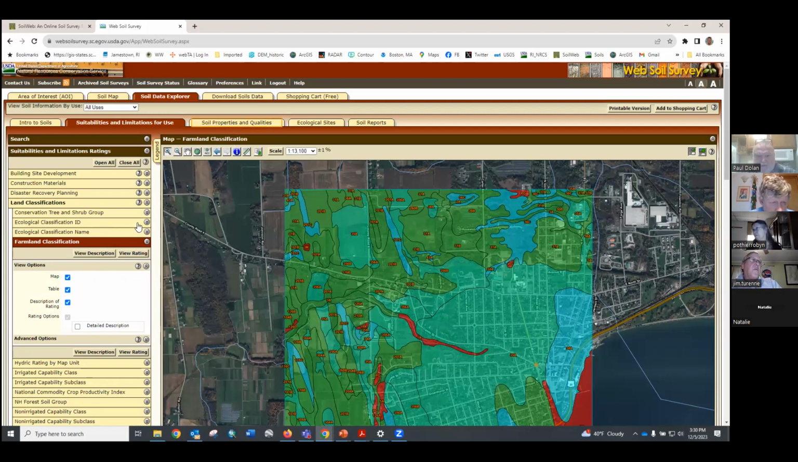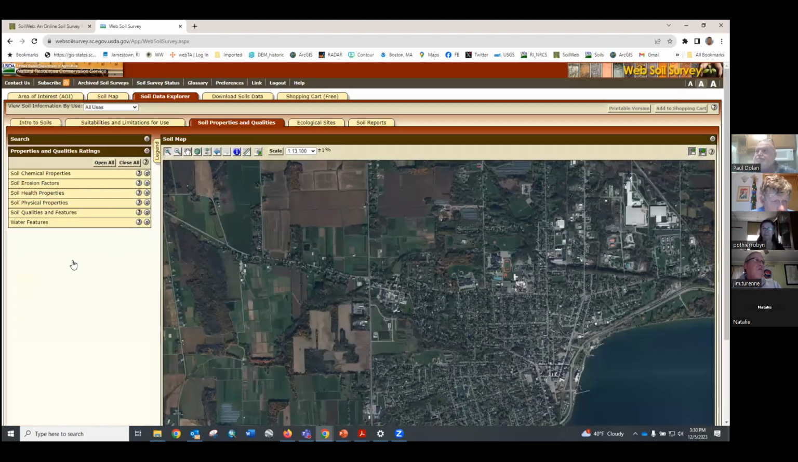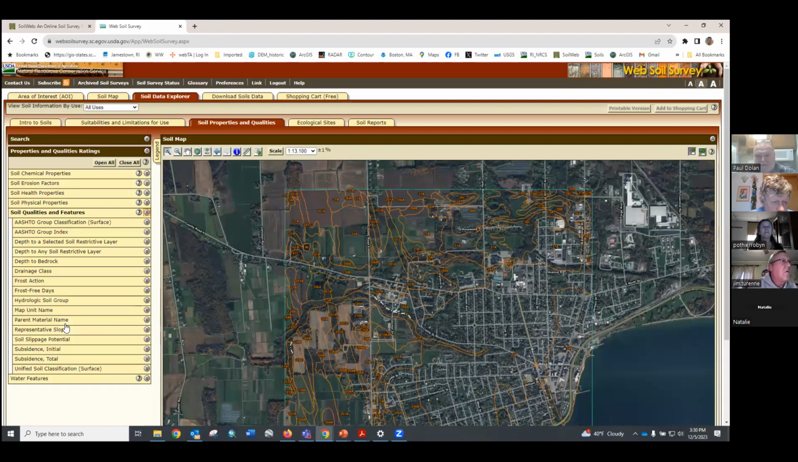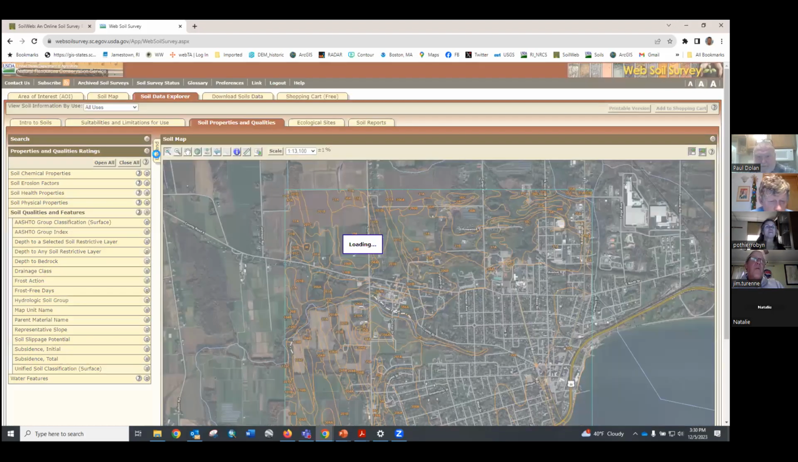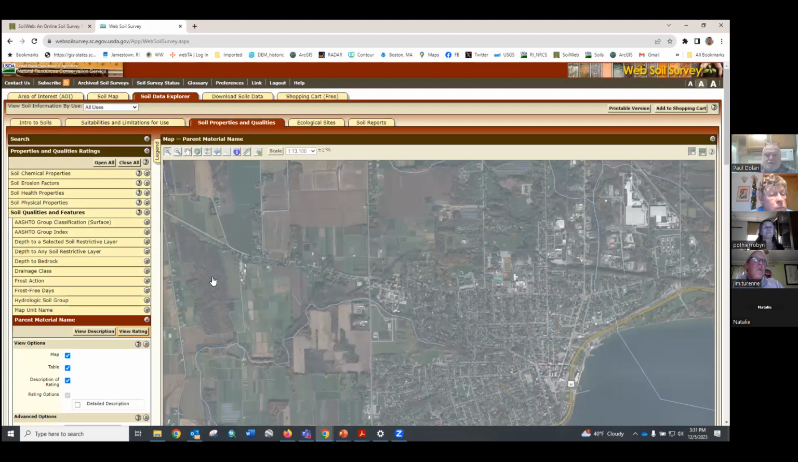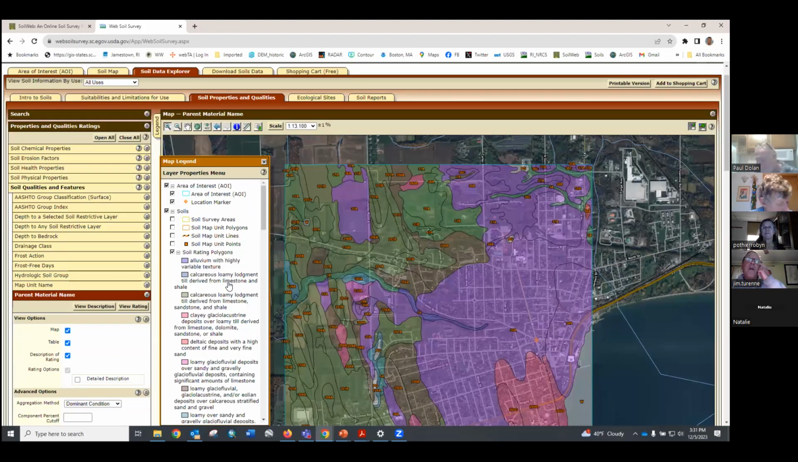The other tab is the properties and qualities. So if I wanted to pull up what the drainage class of the soil was or the parent material, let's pull that up. I'm not familiar with the parent material in this area. It's probably going to be quite complex. Yeah, see calcareous lodgement, loamy lodgement till derived from limestone. So you do get limestone in this area. So high pH soils, probably very good agricultural, high base saturation and that sort of thing.